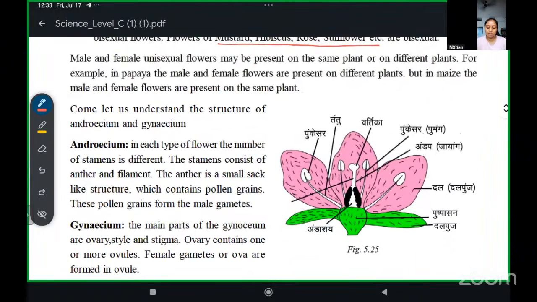Male and female unisexual flowers may be present on the same plant or on different plants. For example, in papaya, male and female flowers are present on different plants. So some of the papaya plants will have androecium, some will have gynoecium. And in maize, some flowers have androecium, some have gynoecium, and both will be present in the same plant.